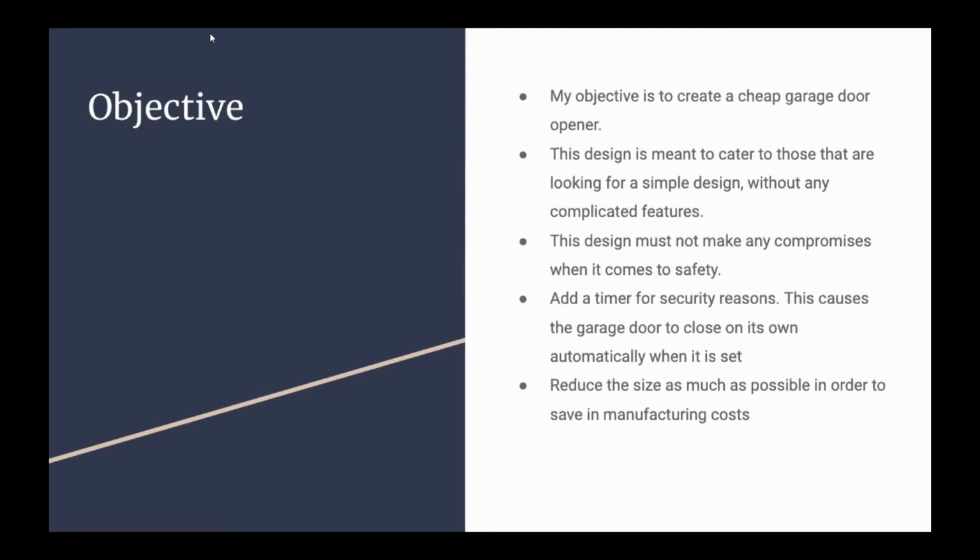That's probably my biggest key thing that I follow to make sure that it's as safe as possible. So I also added another security measure. I added a timer that causes the garage door to automatically close when it is set. And I wanted to reduce the size as much as possible to save in manufacturing costs, so it shouldn't take up too much room.